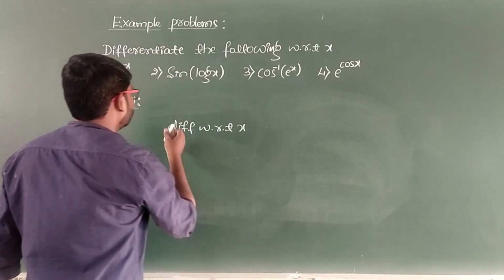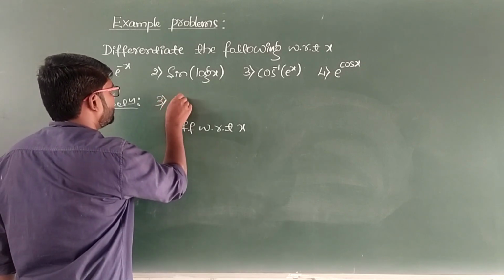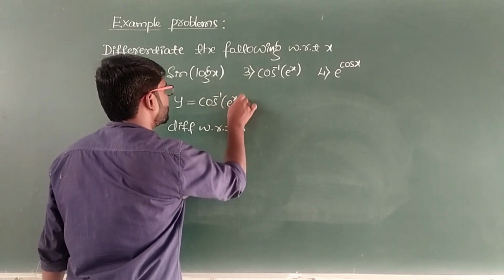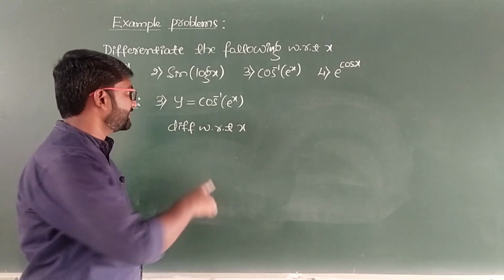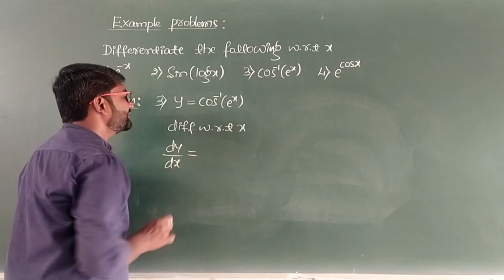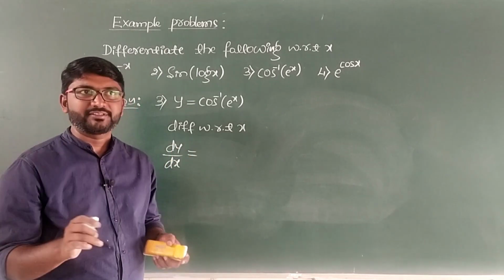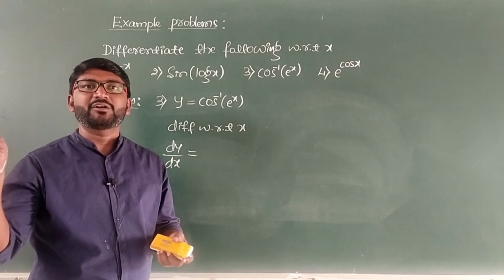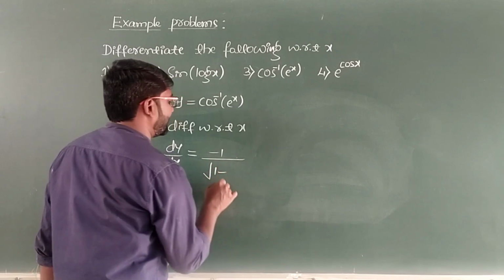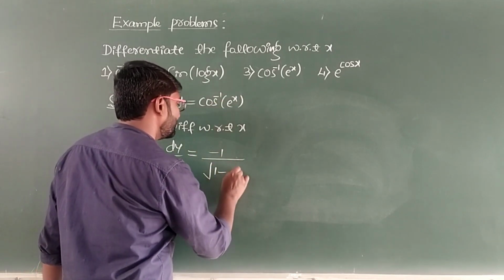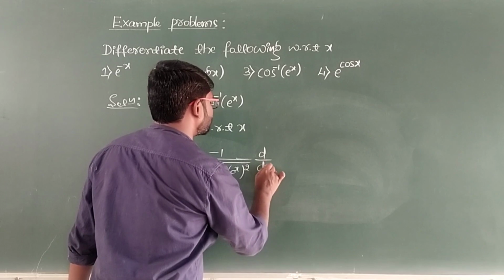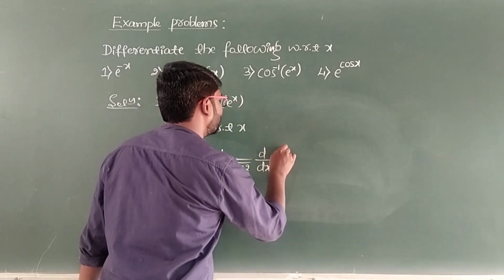Well, question number 3, y which is equal to cos inverse e power x. Let us differentiate both sides with respect to x. We get dy by dx. Now it is in the form of cos inverse x. What is the derivative of cos inverse x? Minus 1 divided by square root of 1 minus x square. What is x now? It is e power x, the whole square, then into d by dx of this inside function, which is e power x.